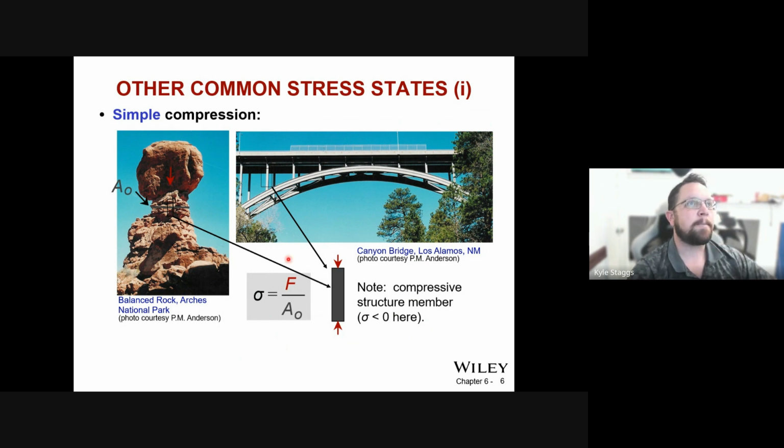So the example of simple compression is something large with a smaller area, and you have a force being concentrated in this area. So this is under compressive stress. It's the same idea as tension, just going the opposite direction.